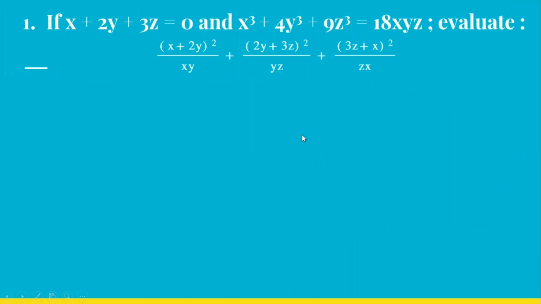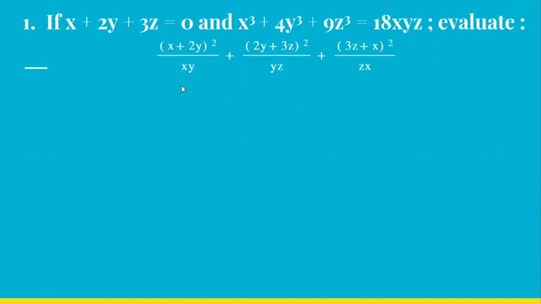The question is, if x plus 2y plus 3z is equal to 0 and x cube plus 8y cube plus 9z cube is equal to 18xyz, evaluate (x plus 2y) the whole square upon xy plus (2y plus 3z) the whole square upon yz plus (3z plus x) the whole square upon zx.